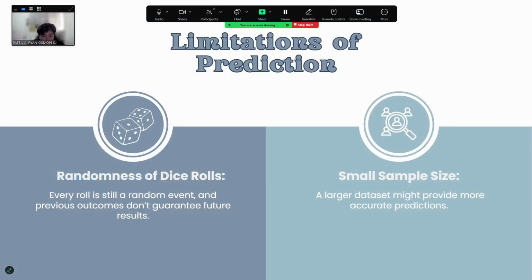However, there are some limitations that we must recognize. Each dice roll is an independent random event, so prior outcomes don't guarantee future results. A larger dataset might provide more accurate insights, but randomness still plays a big role here.